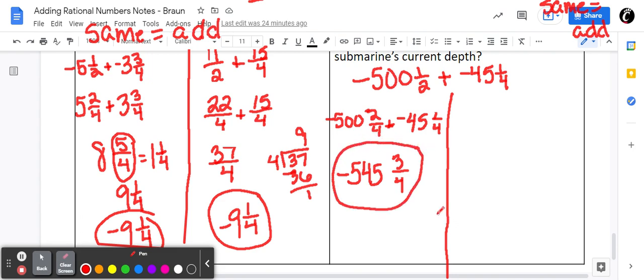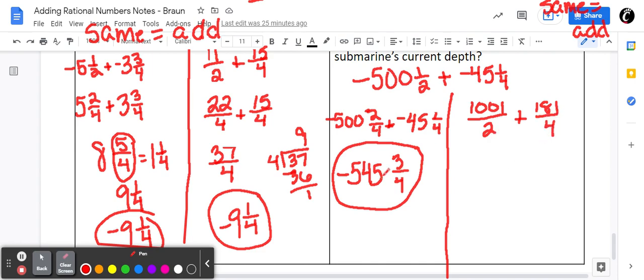Okay, so again, I can change those mixed numbers to improper fractions. Remember, bottom times the whole plus the top. We want to start with our halves. So I'm going to convert this. 500 times 2 is 1,000 plus 1 is going to give us 1,001 halves plus 45 times 4 is 180 plus 1 is 181 fourths.